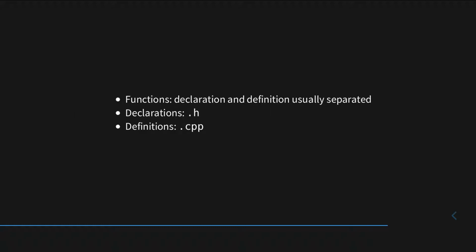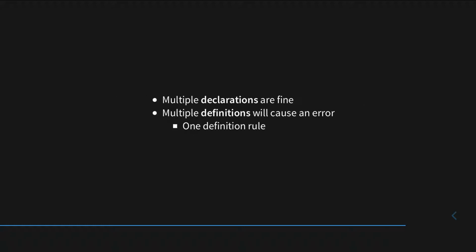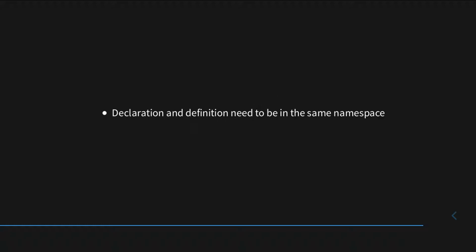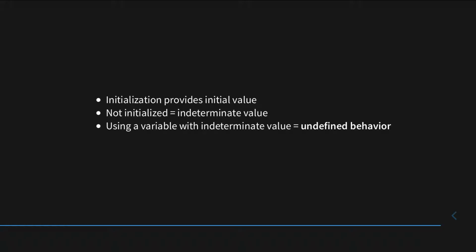For functions, declaration and definitions are usually separated. Declarations go in the .h file, and definitions go in the .cpp file. Multiple declarations are fine. Multiple definitions, however, will cause an error. Declarations and definitions need to be in the same namespace. Otherwise, they refer to different things. Initialization for variables provides the variable with its initial value. A variable that is not initialized has an indeterminate value. And using a variable with an indeterminate value is undefined behavior.